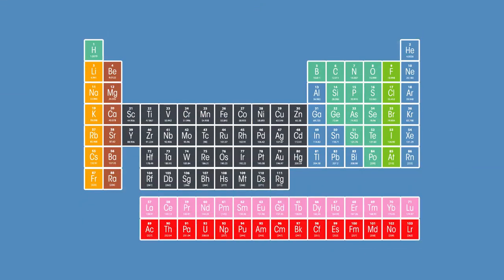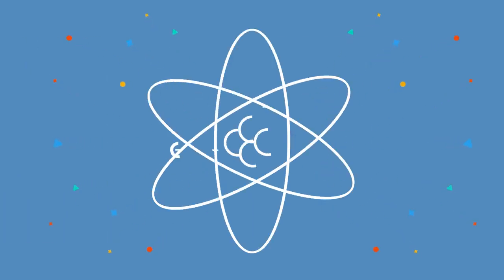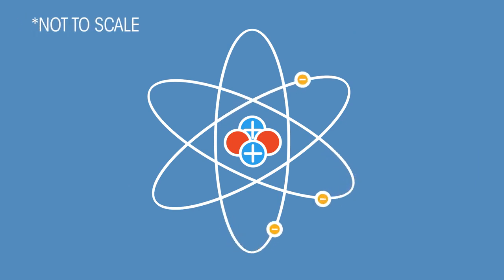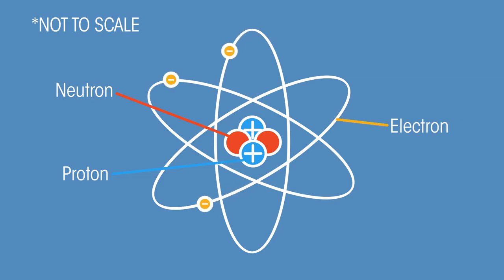The periodic table divides the world into just over 100 elements, sorted by their chemical properties. But did you know that each kind of atom is made up of a different combination of just 3 subatomic particles? Everything around you is made from just 3 ingredients.